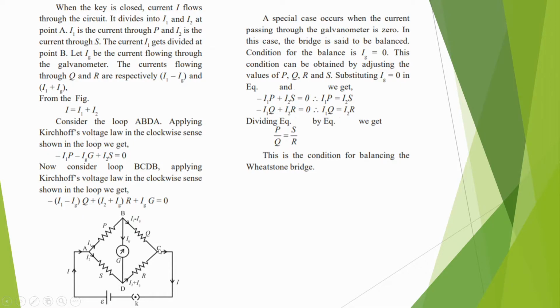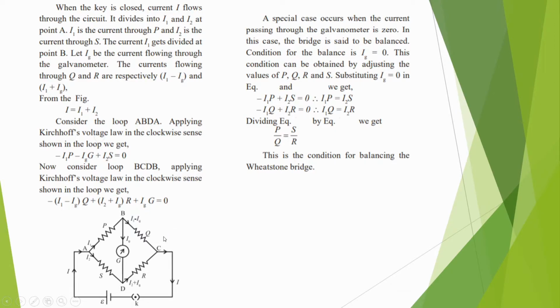Then we are moving from C to D. The current flowing through it is I2 plus Ig, and the resistance is R. Its direction is opposite to that of the tracing, so its sign is plus. So we get plus (I2 plus Ig)R. Then after that we are moving from D to B. The current is Ig and the resistance is G. Its current is opposite in direction to that of the tracing, so its sign is plus. So we get plus IgG is equal to 0.